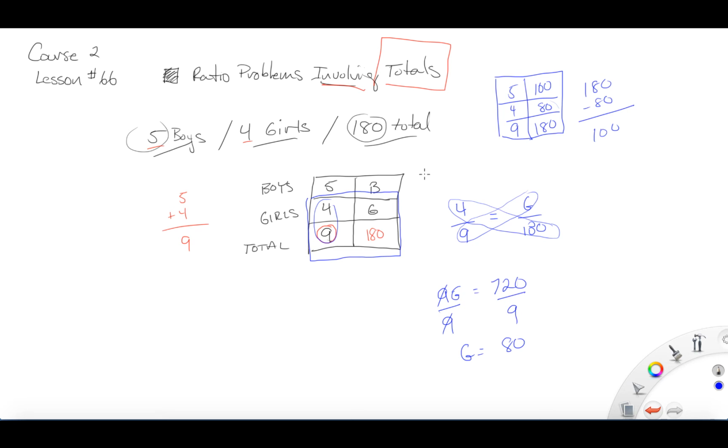So in order to find out each one of these, we had to come up with, and I'm going to put it in green, this box right here. We had to come up with that total, and then we had to do this equation in order to solve for girls, and that made it really easy to solve for boys. Let's do another one, okay? And I think you're going to get this really quickly and really easily.